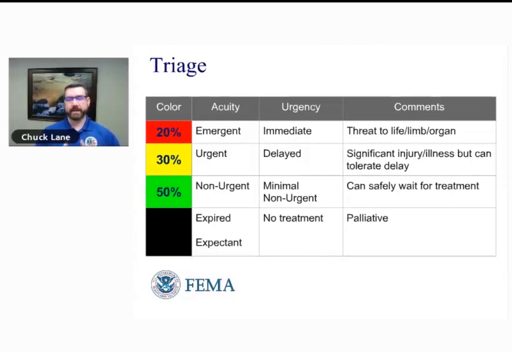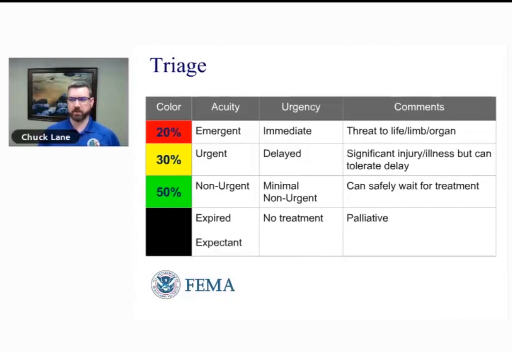The key to this, and one of the things that we see very often in drills and exercises, but also in real events as well, is that people that get identified as minor or green or walking wounded are kind of set to the side and sometimes forgotten about. So you can't do that. You have to make sure that you're consistently checking on them, consistently making sure that nobody is deteriorating in their condition, that nothing's gotten worse. Just make sure you're going over there talking to them.